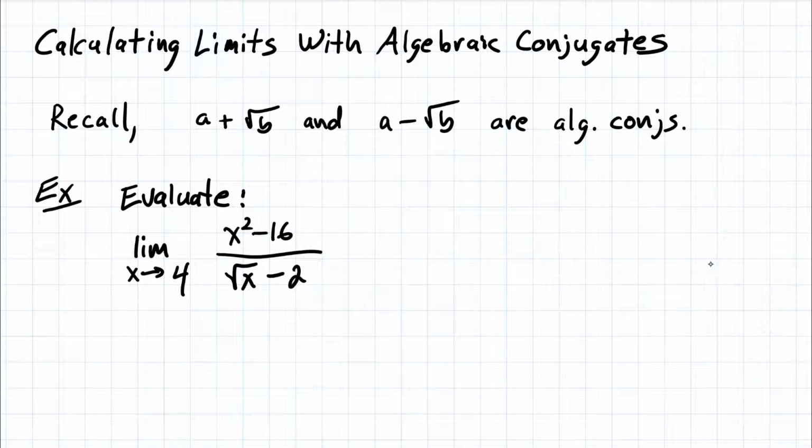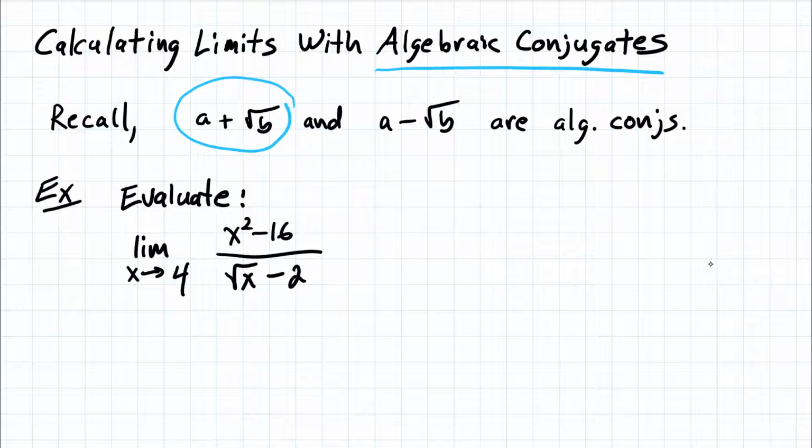All right, howdy everyone. We're going to calculate some limits using algebraic conjugates. And remember, algebraic conjugates are when you have something like a plus the square root of b, and its conjugate is a minus the square root of b, and vice versa. So those are called algebraic conjugates. You can often recognize when you need to use this technique when you're doing limits, because you'll have a square root in there of the form sort of a plus the square root of b.